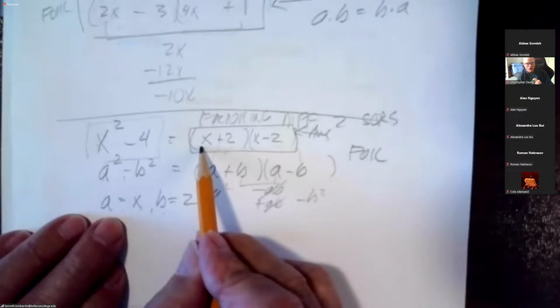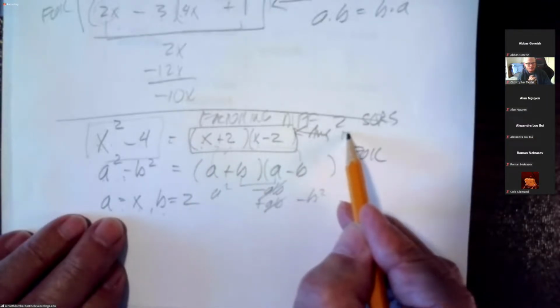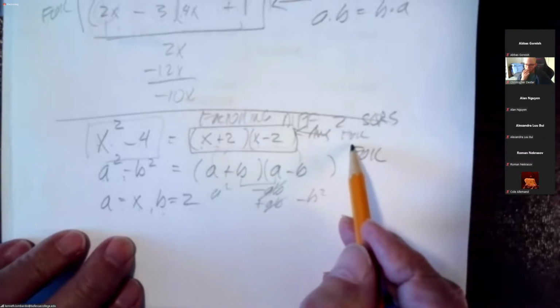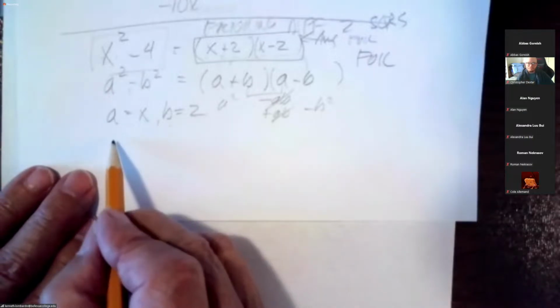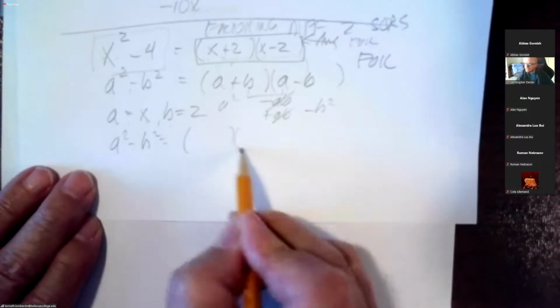We put in x plus 2, x minus 2, and then we can FOIL it. Is that where you want me to start? Just where you got the numbers for the last part. I just kind of got lost for a second. Okay. Let's say we have a squared minus b squared. And what do we know that to be?